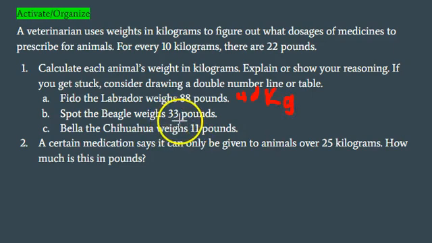Okay. What about Spot the Beagle, weighing 33 pounds? How is that going to compare? Well, for this one, it gets a little bit tricky, doesn't it? We need to make something that would work equivalent-wise. Well, I could divide both of these by 3, but divide both those by 2, so that would give me a ratio of 5 to 11 pounds. Darn it.